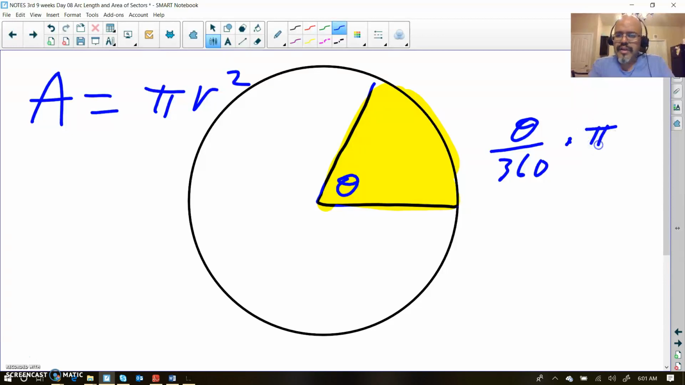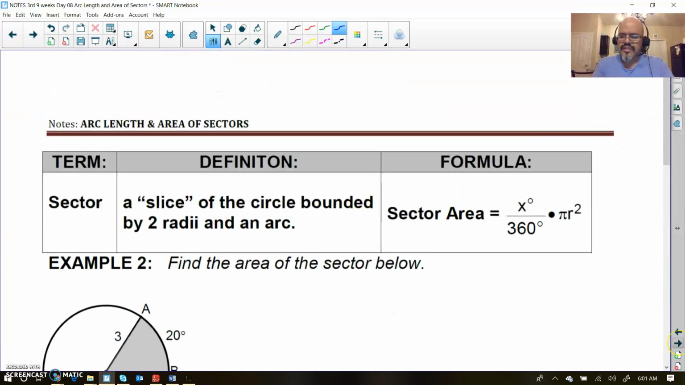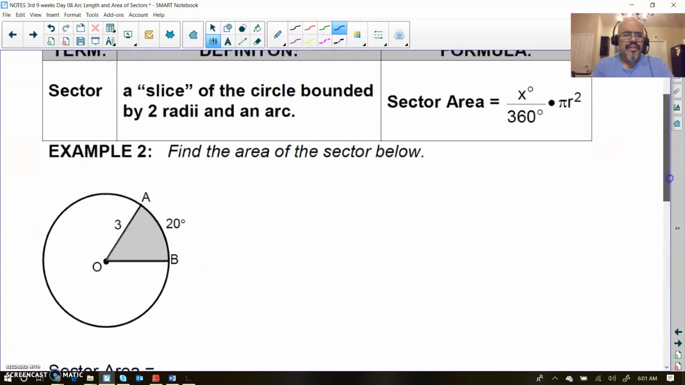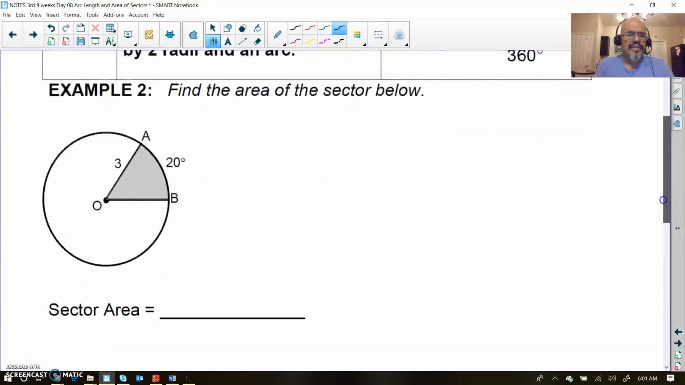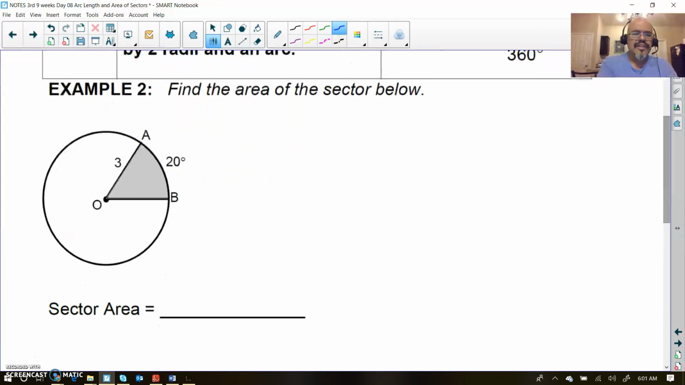All right, so we have pi r squared here, so that's going to be how we do this particular part of the section. So we have this right here. So basically they talk about this as a slice, just like I said. Remember, this is the actual formula, so you can go ahead and use that for reference. So find the area of the sector below.